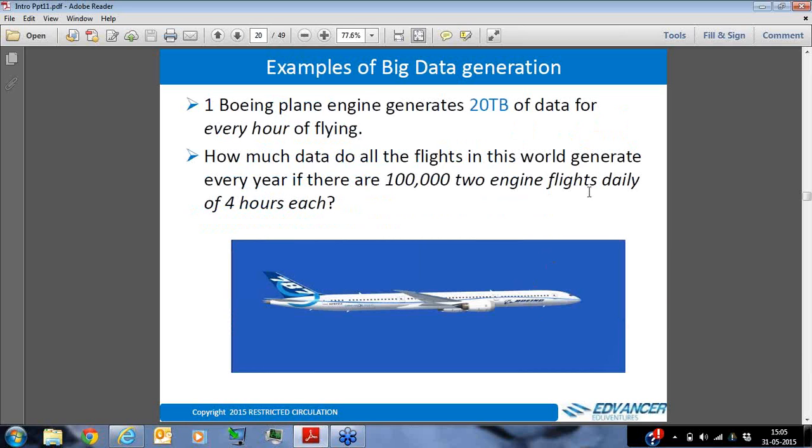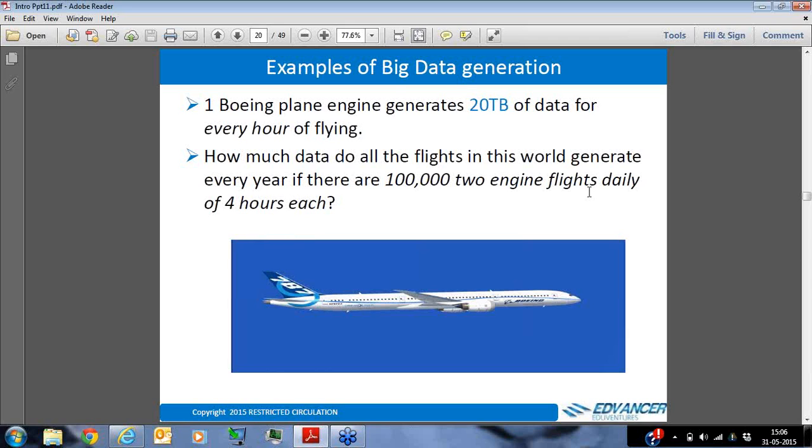Here's another example of big data generation. All of us may have taken a flight, but have we realized the amount of data that is actually being generated by that airplane itself? Every Boeing plane engine generates 20 terabytes of data for every hour of flying. So, can anyone say how much data will all the flights in this world generate every year if there are 100,000 two engine flights daily of 4 hours each?